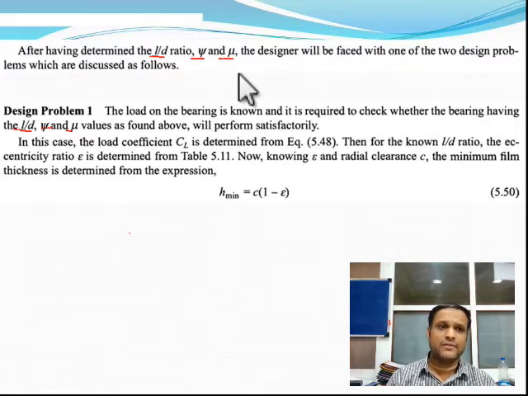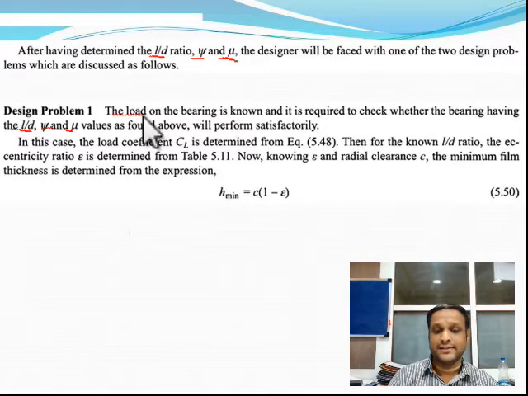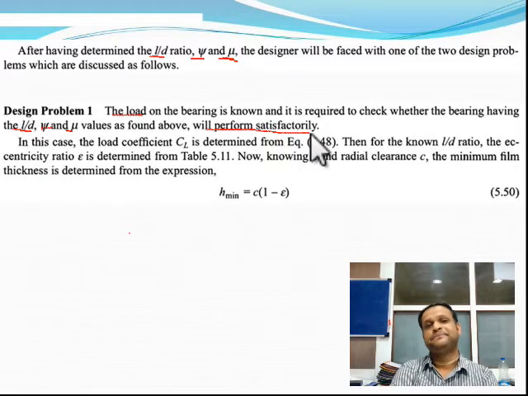So based on that, one has to have first trial versions of L by D, the relative diametral clearance, the bearing clearance, and the value of viscosity of the lubricant that he has to choose. Once he has these values in hand, and also the load comes from the client, the client says that suppose I want you to design a bearing for so and so load, then the design engineer will have to see if the bearing performs satisfactorily.